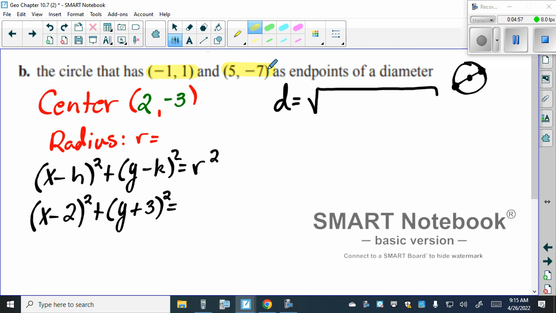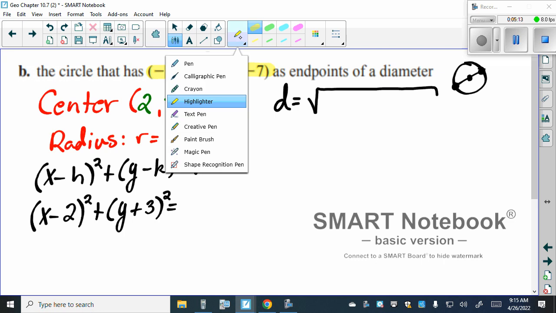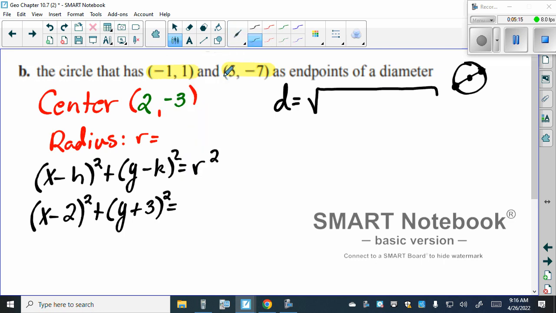Because the radius is what? The distance from the center to a point. And I mean, at this point, we don't have the center, do we? We do. We now have it now. So what I could do is one of two things. I could use the two endpoints of the diameter and find out what that distance is and divide it by 2. Or we could use the center and one of those 2 points and just find the radius. Which one do we want to do?